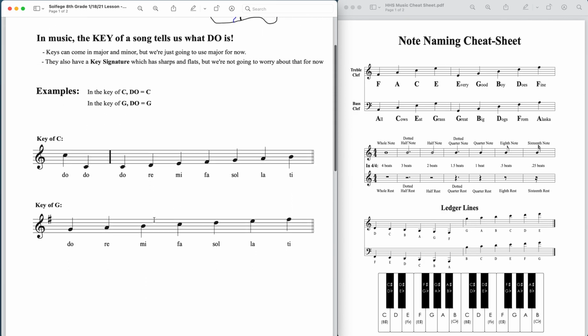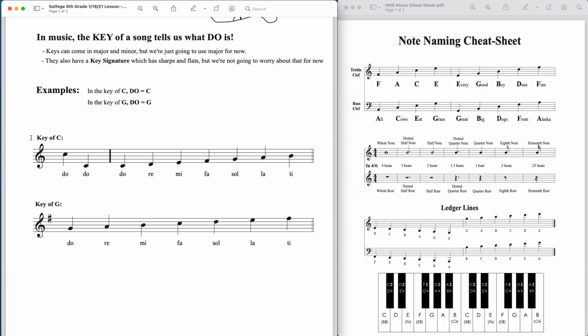So if we look down here, you'll see that in our key of C, we find any note that is C, and that's do. All right, so in this example, we have two C's here. We have the third space, F-A-C-E, which we know is a C. We also have this lower ledger line, which we know is also C. So both of those would be do.